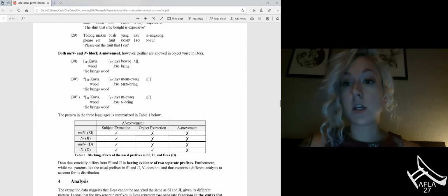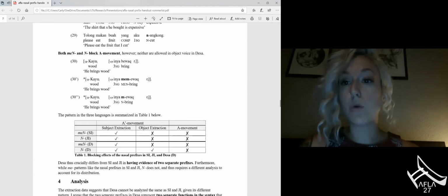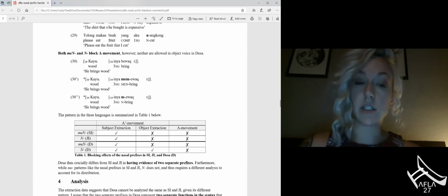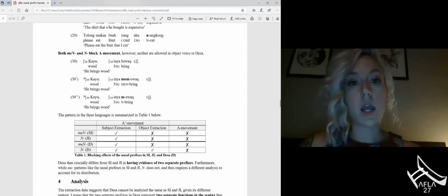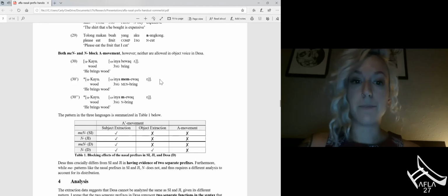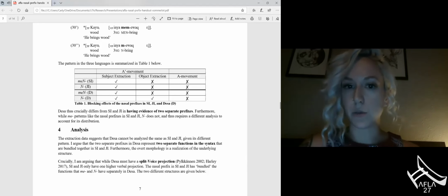If we look at A movement, where we might expect blocking effects, we see that both prefixes block A movement. Neither are allowed in object voice in Desa. So 30, kayu inya bewa, he brings wood, is grammatical, but either the full nasal prefix or the short nasal prefix results in ungrammaticality. So I've summarized in table 1 here the blocking effects of these nasal prefixes.